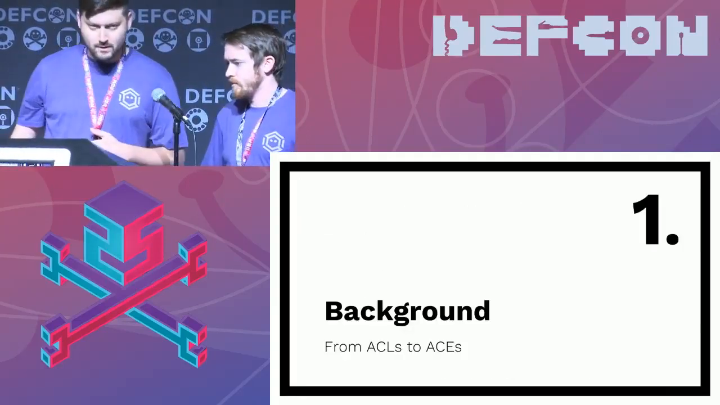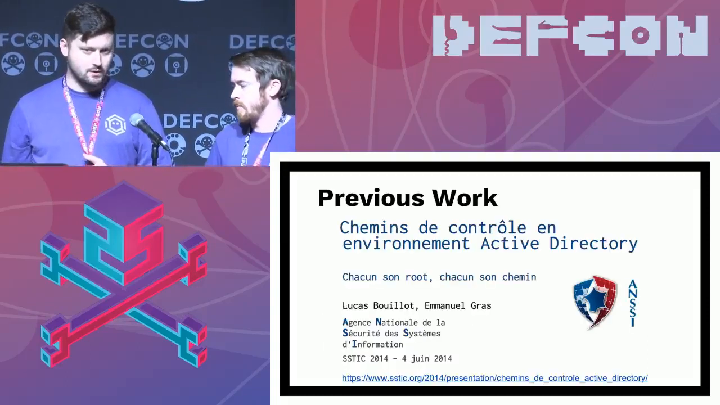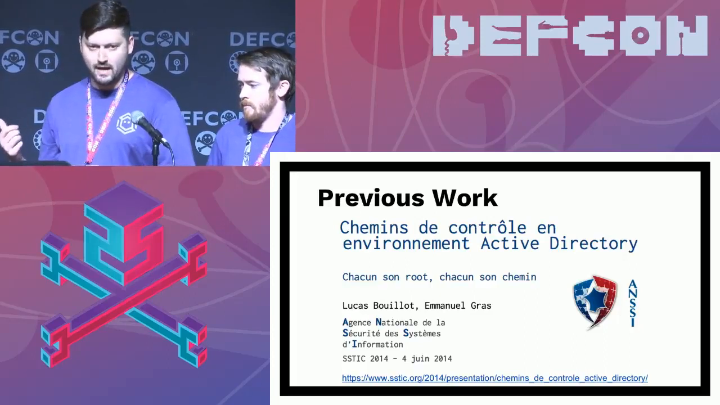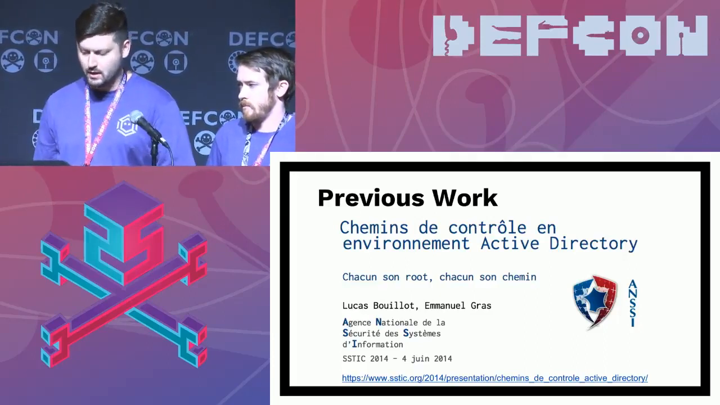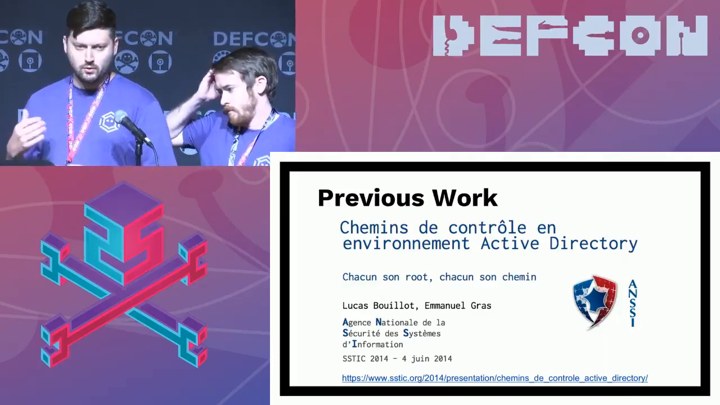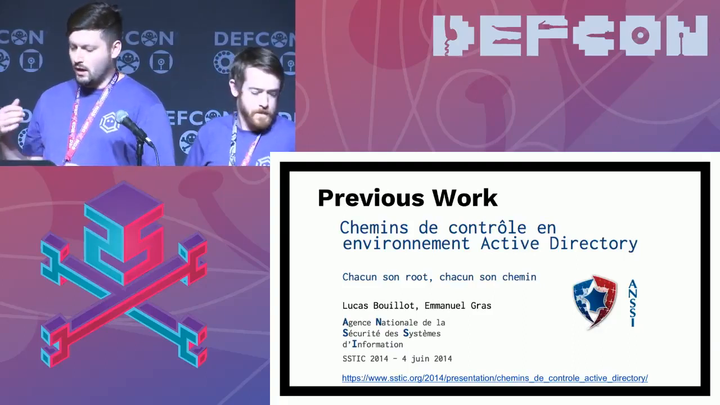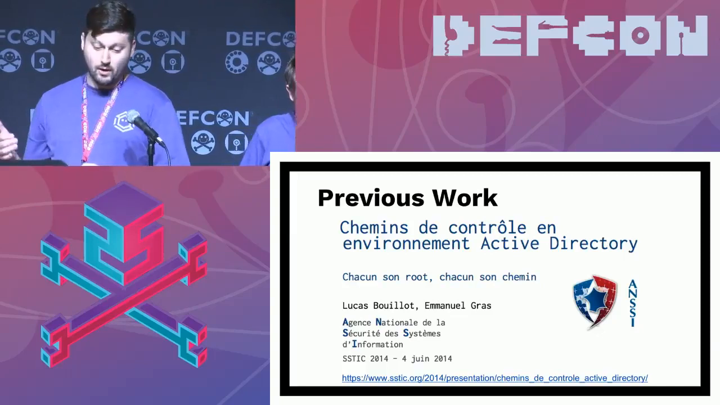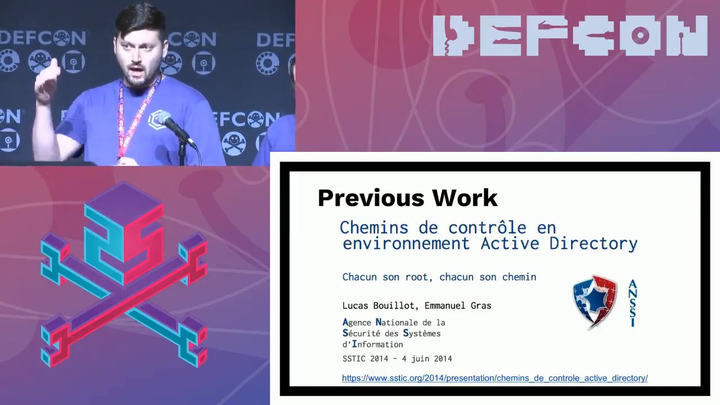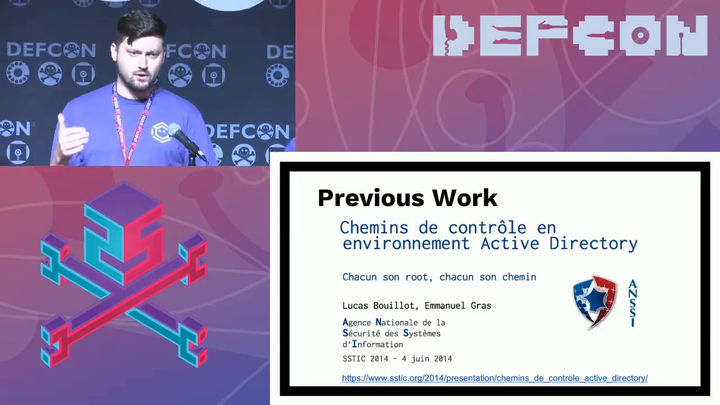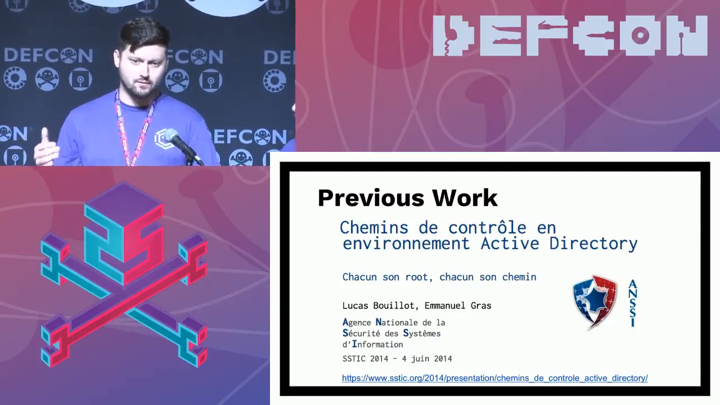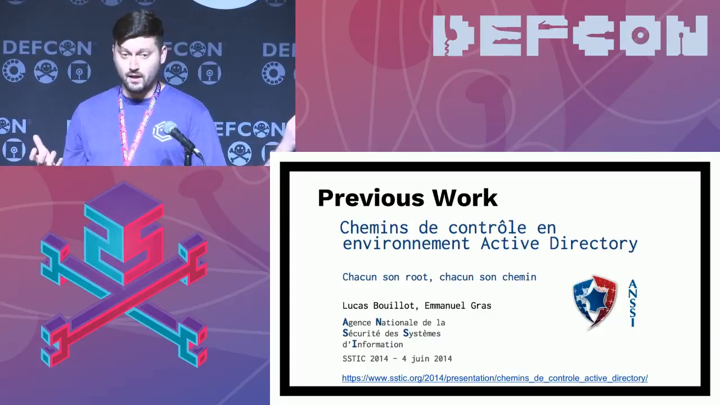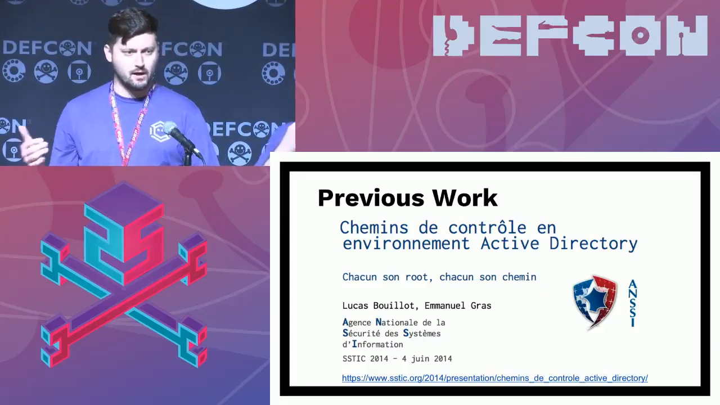All right, so let's talk about some background. First of all, we need to acknowledge some existing work. First and most importantly is this French project from ANSSI, which is the French equivalent of the NSA. The two guys who did this work, Lucas Bouillot and Emmanuel Gras, this is the Active Directory Control Paths project. If you haven't had a chance, I recommend you go take a look at it. We learned a lot about the Windows security model and DACLs and ACEs from their white paper. They also served as initial inspiration for using an attack graph to model out attack paths in an environment.